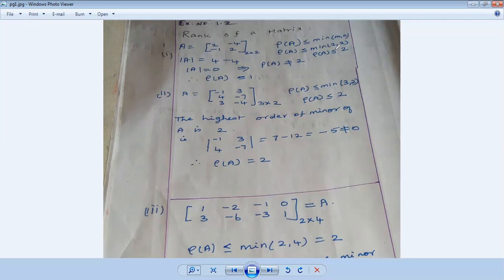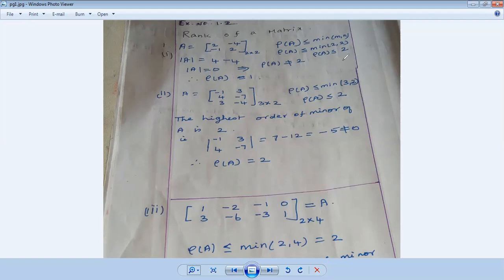Here how many rows? 2 rows. So minimum of 2 comma, number of columns is also 2. Therefore 2 comma 2. So rank of the matrix is less than or equal to 2. Now we have to find out. Less than or equal to 2 means it may be either 1 or 2. Rank of the matrix is not equal to 0. Keep it in your mind. So less than or equal to 2 means it has either 1 or 2. So now we check whether it is 1 or 2.